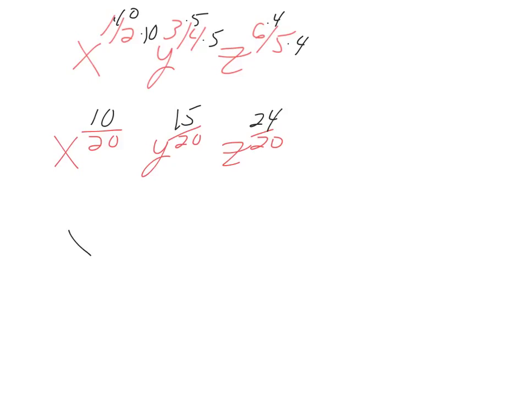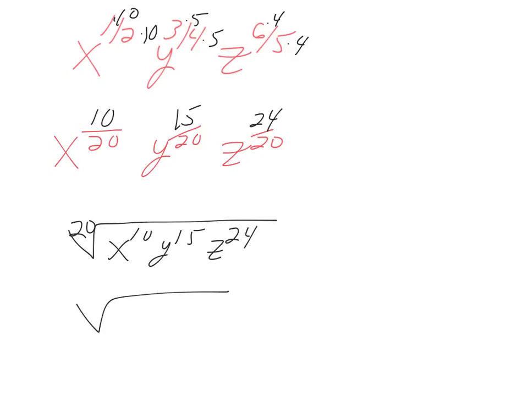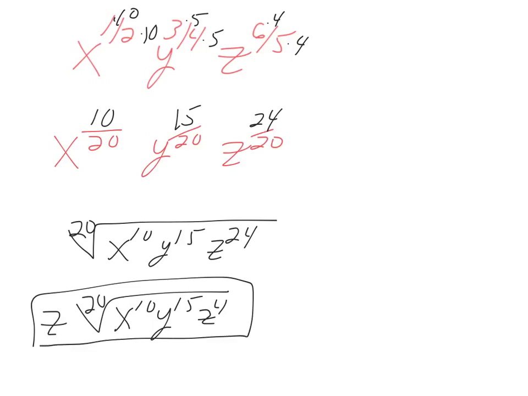Alright, so now we have our numbers with the common denominator. So we have the 20 on the outside, because the denominator always goes outside. x to the 10th, y to the 15th, z to the 24th. And now to see if I can simplify it any further. 20 goes into 10? Nope, it doesn't, so we're going to leave it inside there. 20 won't go into 15, so that's going to stay right there. And 20 goes into 24 once, so we have one z out there because it goes in once. And we have 4 left over, so the other 4 are going to stay right underneath there. So that would be my answer.